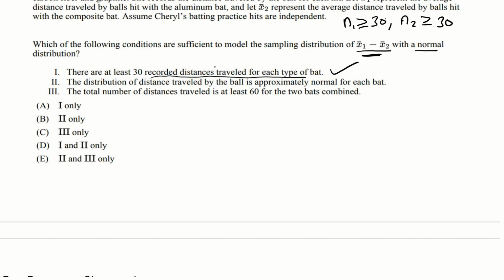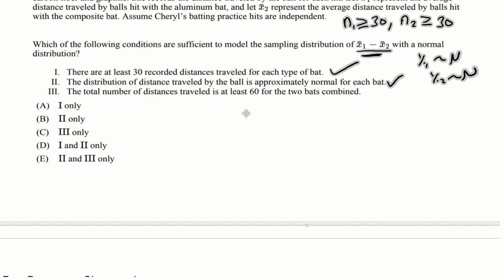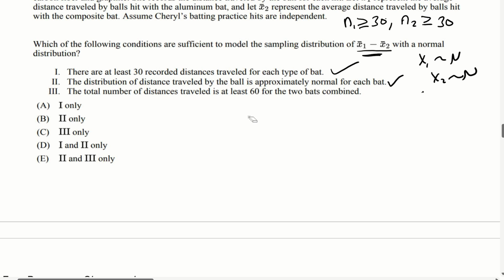Now the distribution of distance traveled by the ball is approximately normal for each bat. That's another condition too. So if we know that the distribution is approximately normal for each bat, so for example, if X1 is normal and X2 is normal, then that would work as well, okay? So that's sufficient to model it, okay? So either you can have 30 recorded distances, or you know that the distribution of distances traveled by each bat is normal, right?